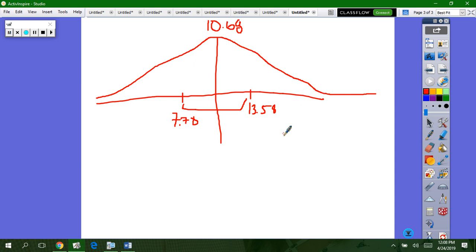But two standard deviations, so that means going off of this number and adding to that number, that distance is called two standard deviations. What would that be? Adding 2.9 to this would be 16.48. And if I subtract 2.9 from this, it is 4.88. Is all of our data within a shoe size of 4.88 and 16.48? Yes. Okay, so that took two standard deviations to cover our data.